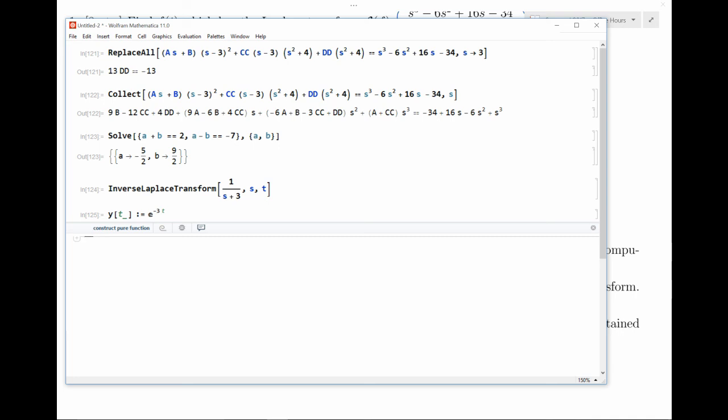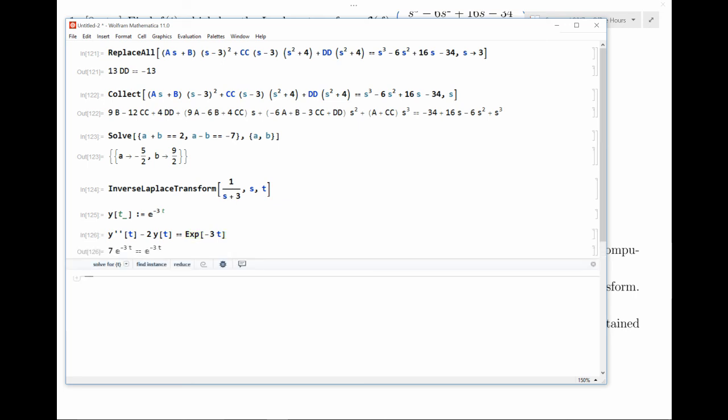And I want to see if this expression satisfies the differential equation y double prime of t minus, I don't know, I'm just going to make something up, 2y(t) equals e to the minus 3t. Just want to see if that's true. And what we get is the right hand side evaluates to e to the minus 3t, and the left hand side evaluates to 7e to the minus 3t, so the equation is not satisfied.